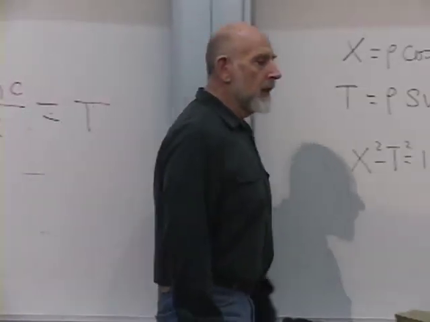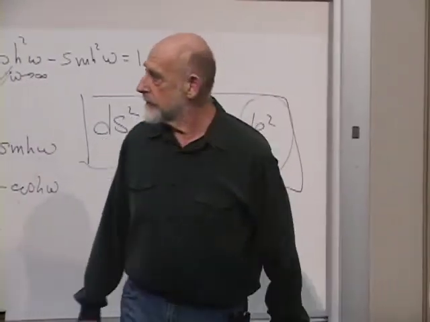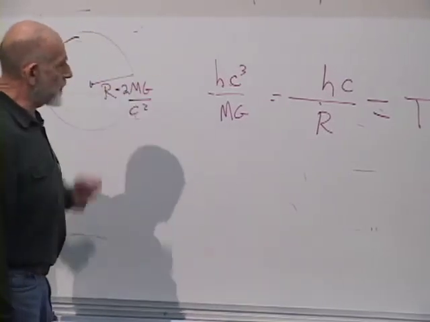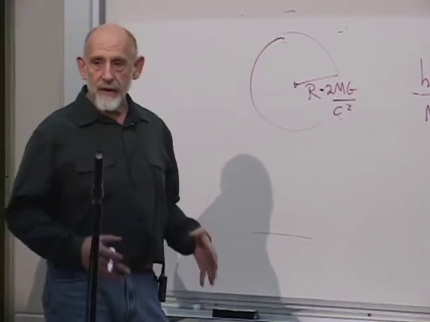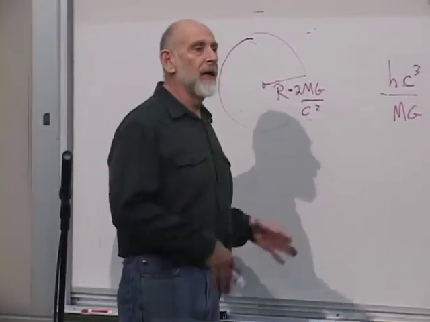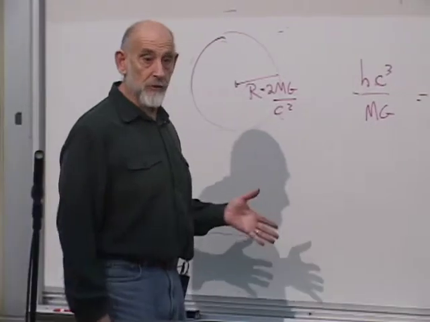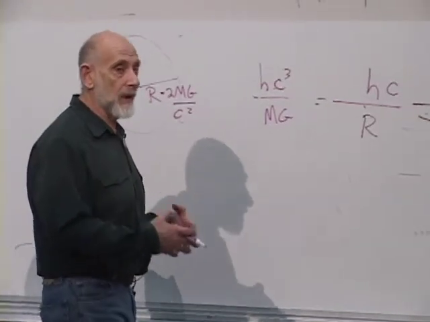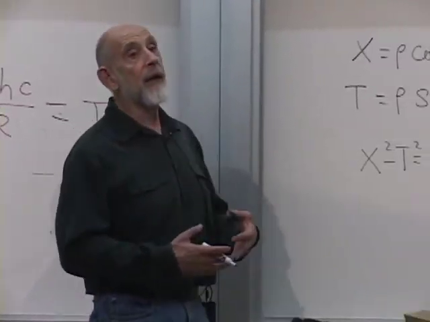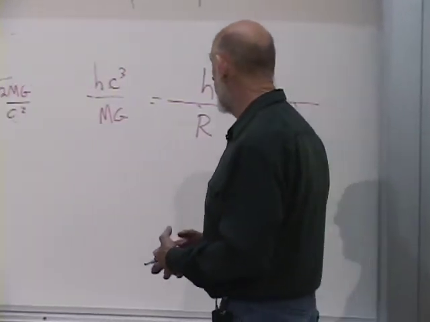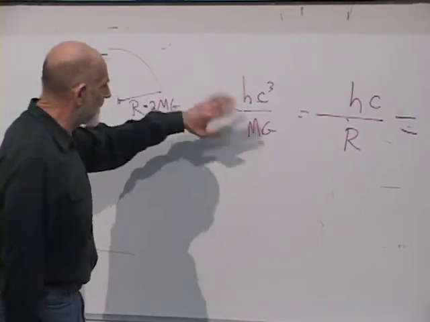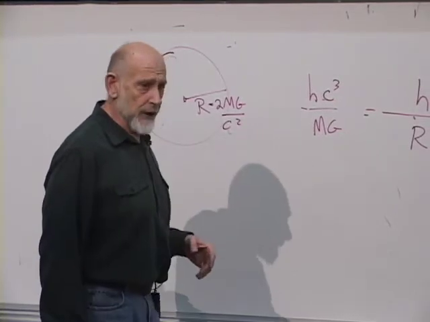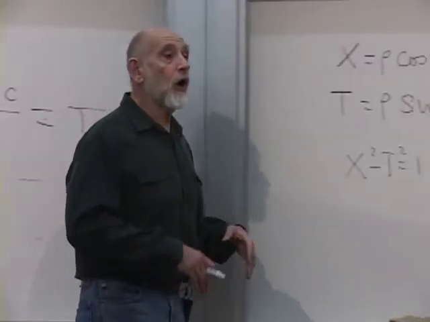Notice one curious thing, that as the mass gets bigger and bigger, several things. First thing, h appears there. That means that the temperature of the black hole is a quantum effect. It would be zero if Planck's constant was zero. So it only happens because Planck's constant is not zero. It's another way of saying it's there because of quantum mechanics. c cubed, well, it's there for dimensional reasons. The mass is in the denominator. That's interesting. The bigger the mass of the black hole, the colder it is.